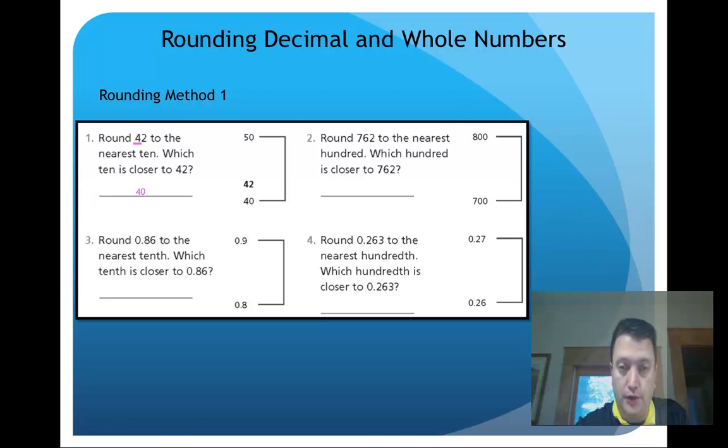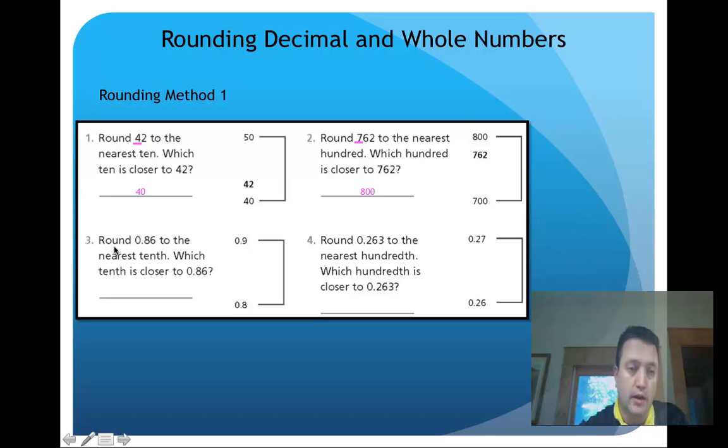Now let's look at round 762 to the nearest 100. Okay, so which 100 is it closer to? Well, it's 62 away from 700, and it's 38 away from 800, so it's going to be somewhere right about there, and that means it's going to be closer to 800. I would round that up.